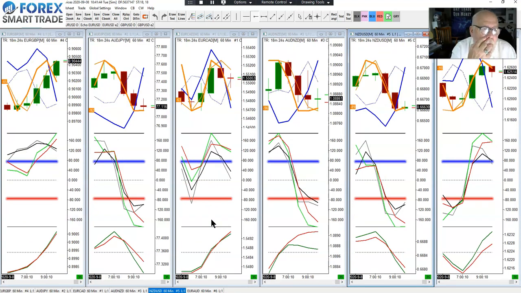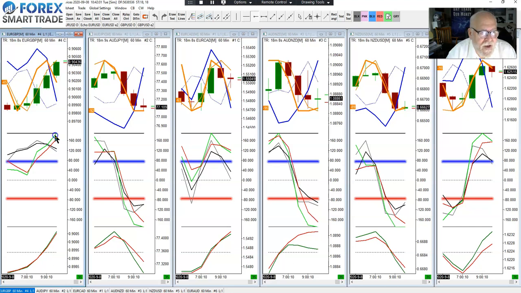On this second group, I've got mostly non-US pairs. Euro Pound, overbought. Minors have started to come down, but majors are still going up. And this formation here tells me that there's still more up in the movement. So I don't want to take the trade.